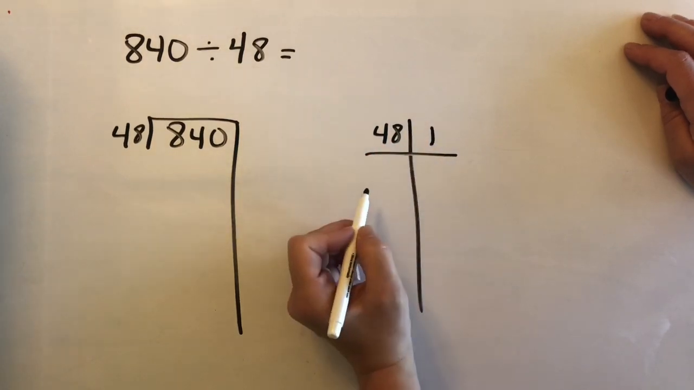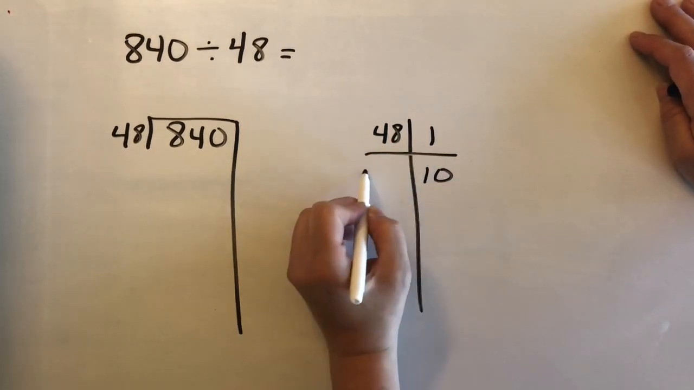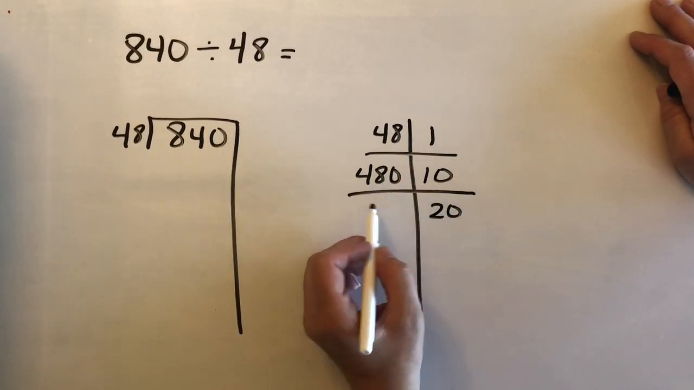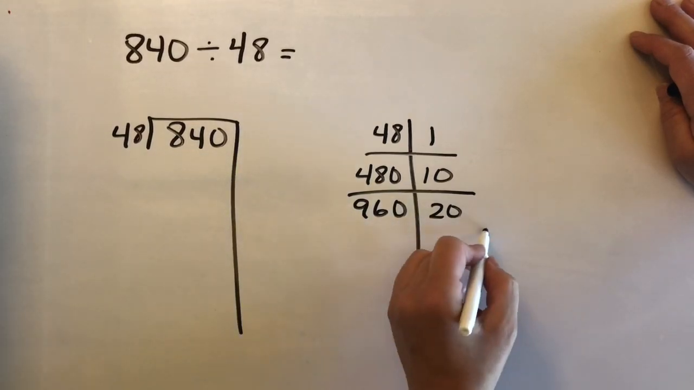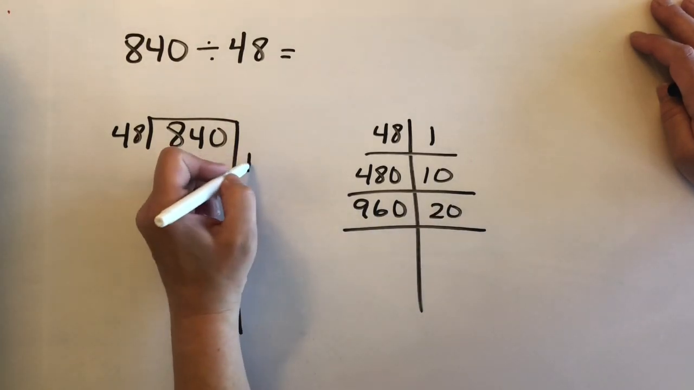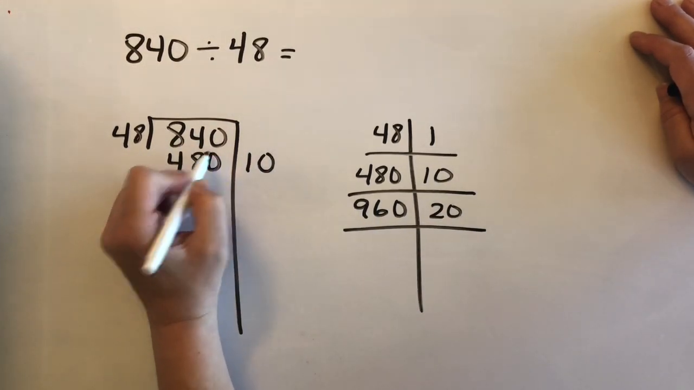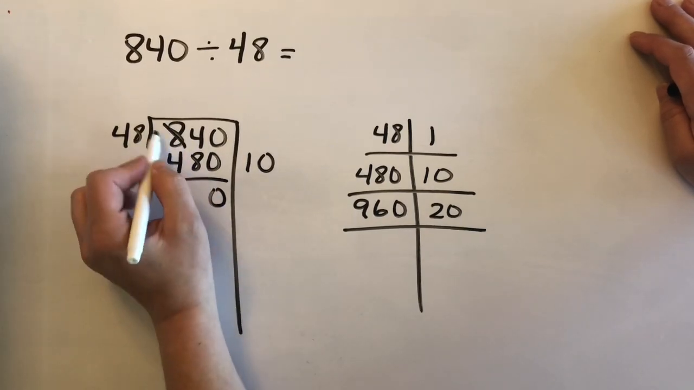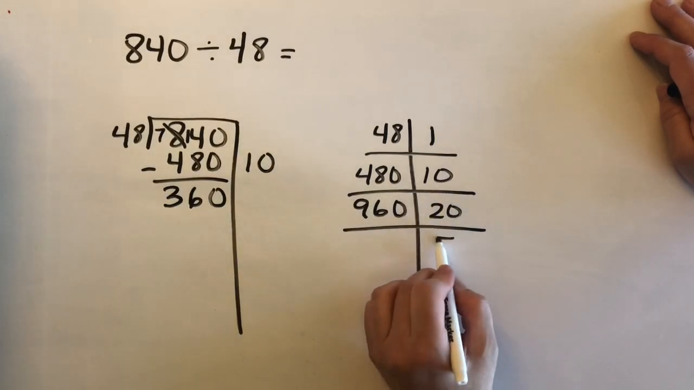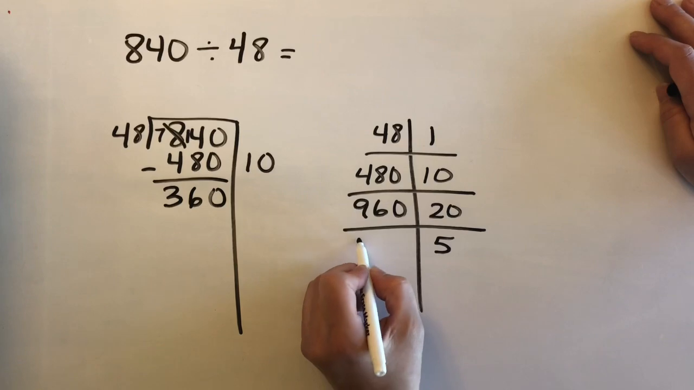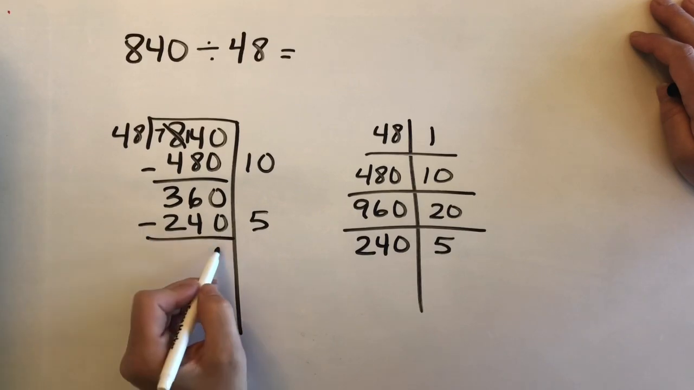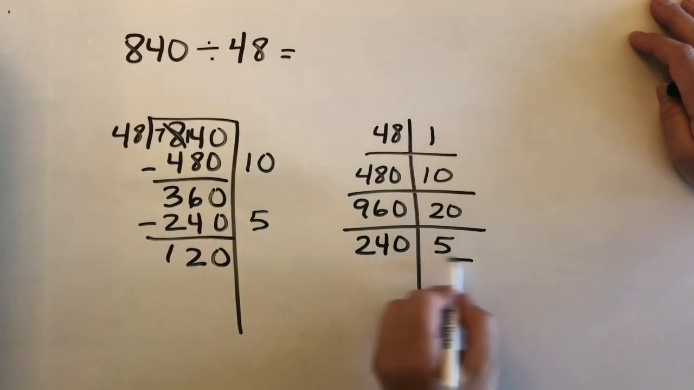So if one group of 48 is 48, let's do 10 groups, which would be 480, which is getting us closer. If I doubled this, that would be 960, which is too big, so that's not going to help me. So this 10 is probably the best one. Let's start right here with 10 groups, which equals 480. If I take away, I got 360 left. Let's do 5 groups, which would be half of 480, 240. And that would give me 120 left.